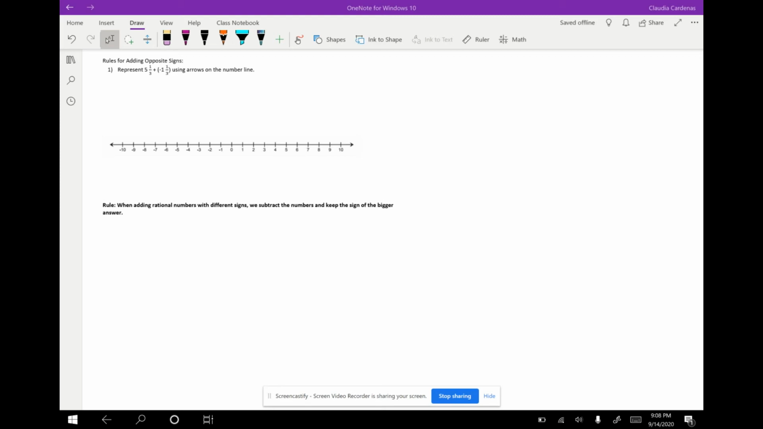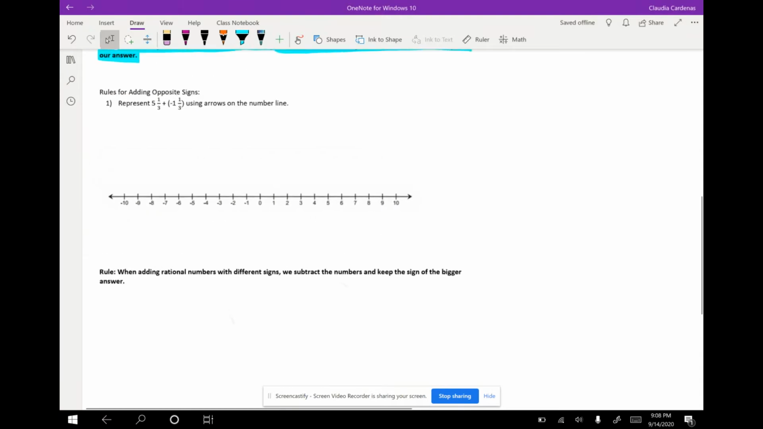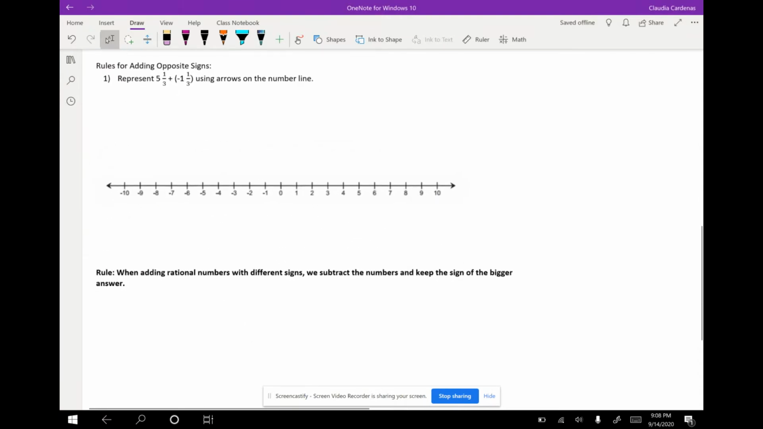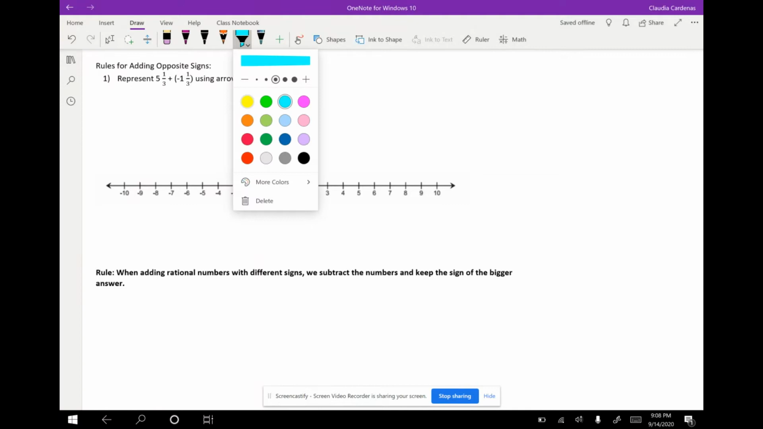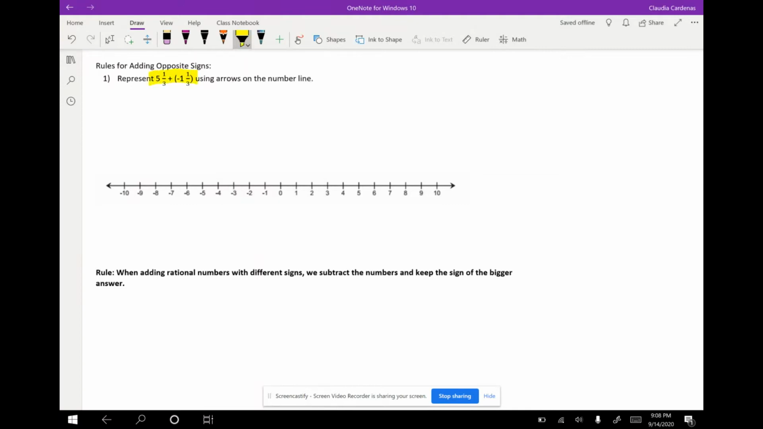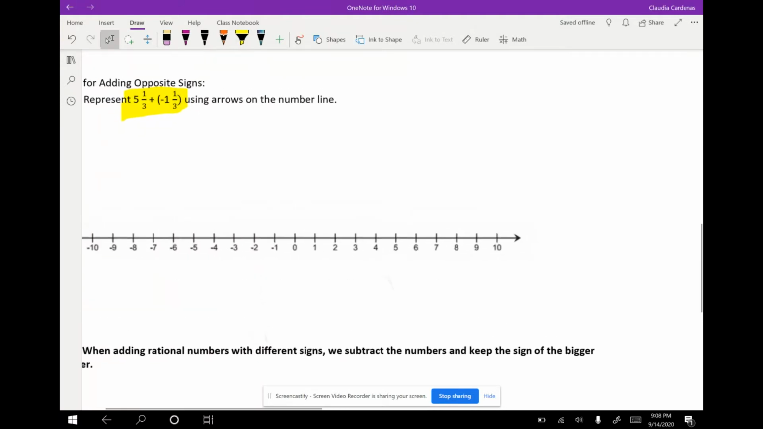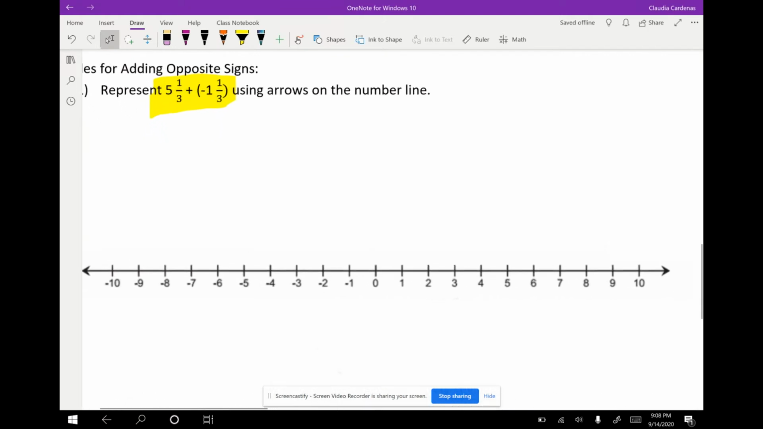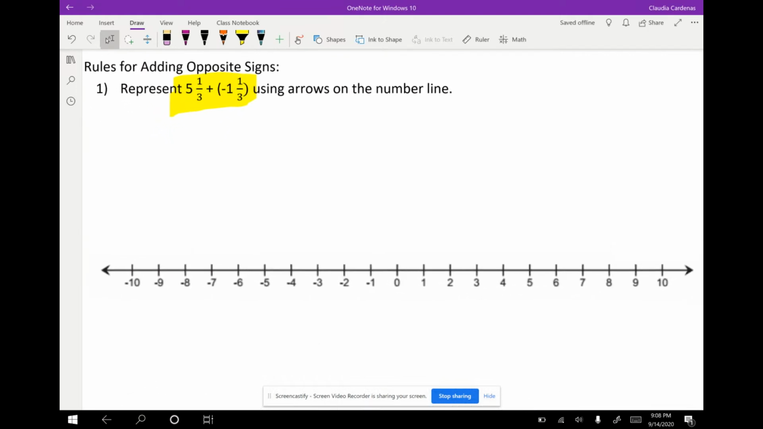All right, so now we've practiced adding rational numbers with the same signs. Let's look at adding two rational numbers that have different signs. It says to represent 5 and 1/3 plus -1 and 1/3 using arrows on the number line. Okay, so we actually have a lot of space here. I'm already hinting at what clue and what rule we're going to end up with, so excuse the zooming in.